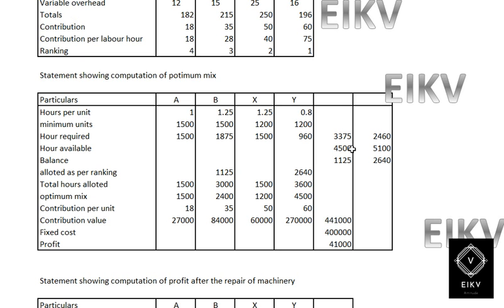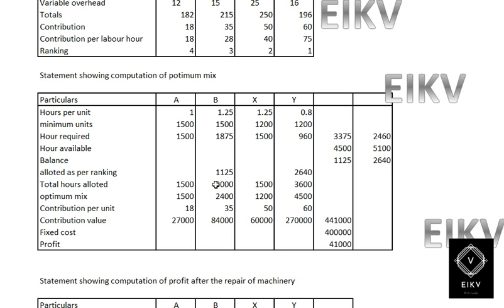Then we have the maximum hours, or limiting factor hours, as 4500 and 5100. When we subtract the minimum hours used from the total hours available, we get the balance hours as 1125 and 2640. Such hours shall be allocated to the product which has more contribution per hour. So we are allocating those hours to product Y and product B.